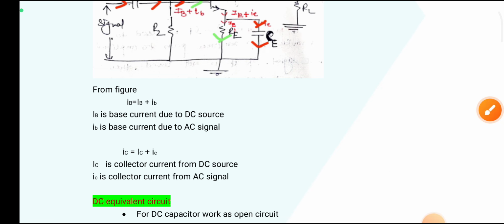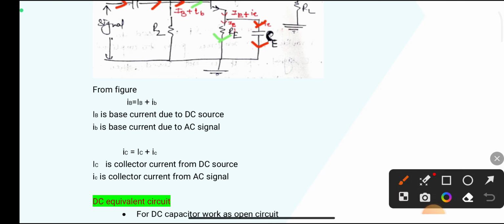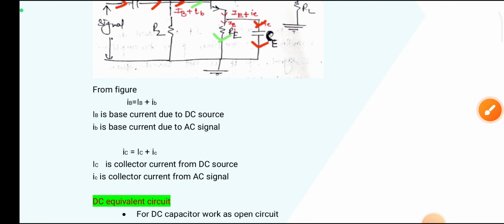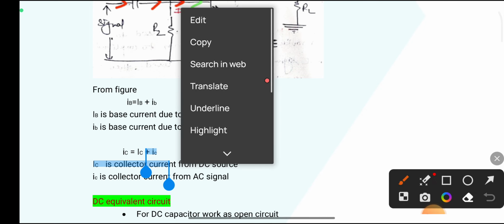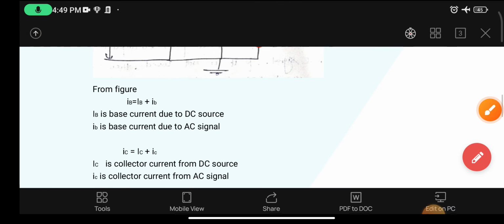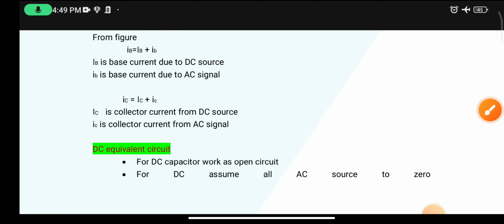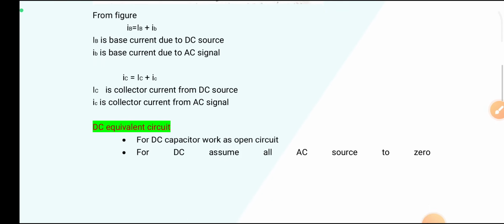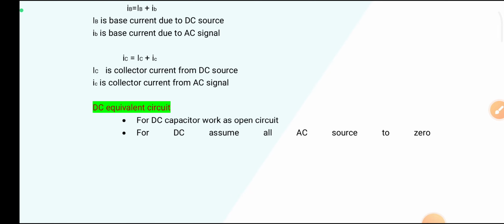Similarly, from the figure we can write the collector current also. So this is the DC collector current and this one is the AC collector current. Okay, so the DC equivalent circuit. Here we make two changes on the small signal amplifier, and we get the DC equivalent circuit.